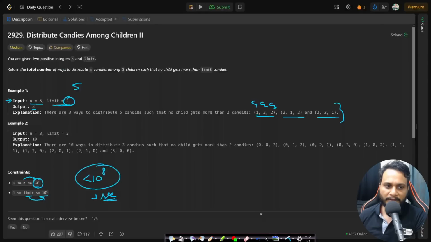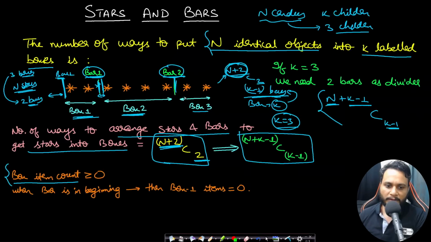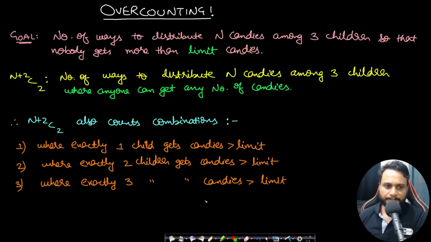In the problem statement, it was mentioning a limit, isn't it? So if I ignore this limit, then you will get the total count to be n plus 2 C2. Okay, where each of the children can get candy count greater than or equal to 0, and if it is greater than or equal to 0, then it will also by default count everything which is also greater than the limit, isn't it? So I hope this is clear how this n plus 2 C2 has come.